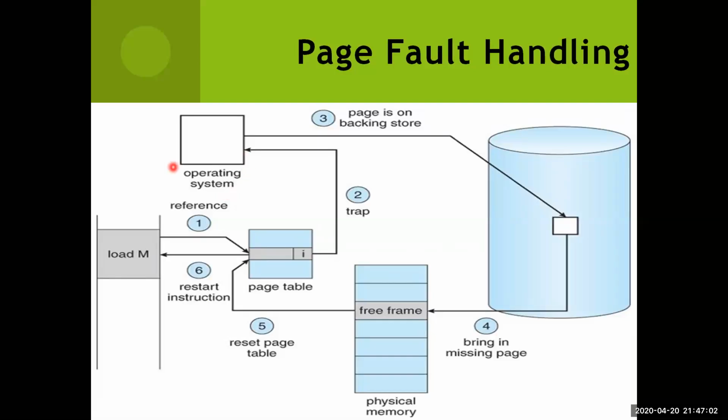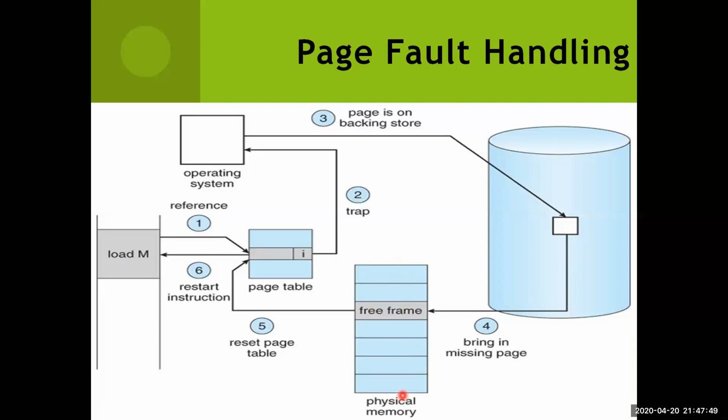Now, what will the operating system do? The operating system will refer to the file mapping table, and based on the file mapping table, it is able to locate the page on secondary memory. Then after locating the page on secondary memory, it has to bring it into the physical memory, meaning main memory. Now, if there is any free frame available in the main memory, then the particular page is brought into that free frame.